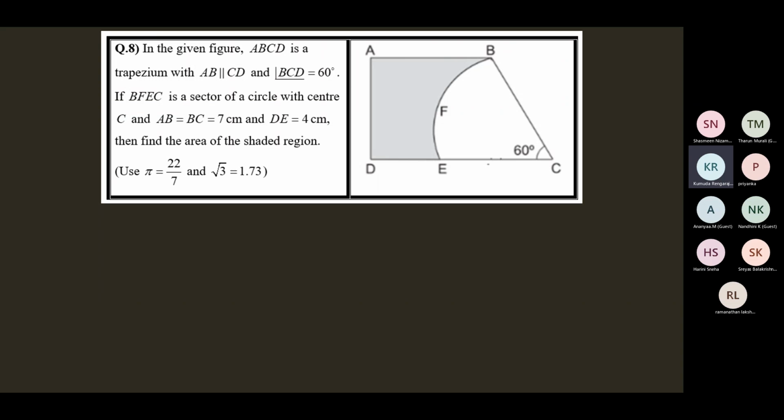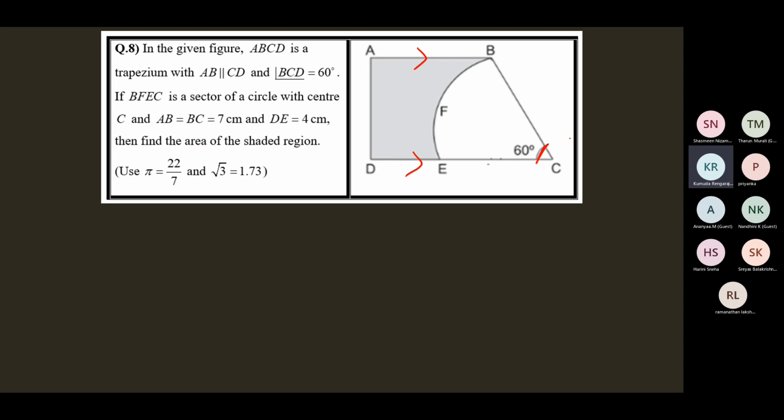Now here in this figure, ABCD is a trapezium. Look at the figure. ABCD is a trapezium with AB parallel to CD. Angle BCD is 60 degrees. It's already given in the figure.